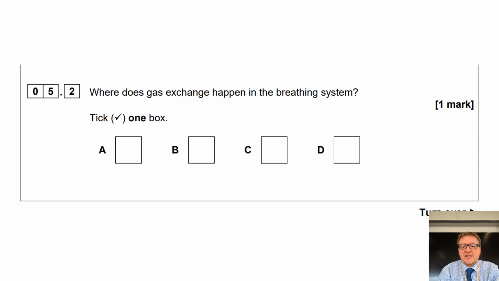Where does gas exchange happen in the breathing system? So that is D, which is the alveoli. Should have had a picture up there really. We'll just scan back if you need to.